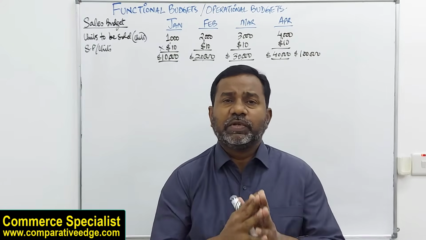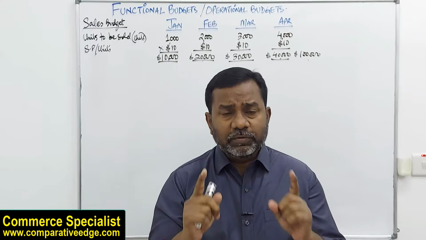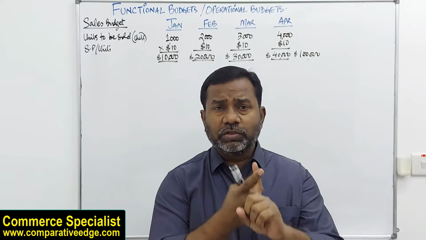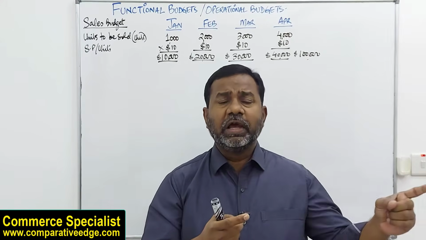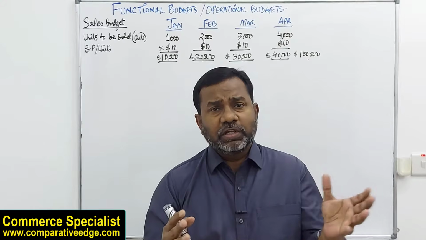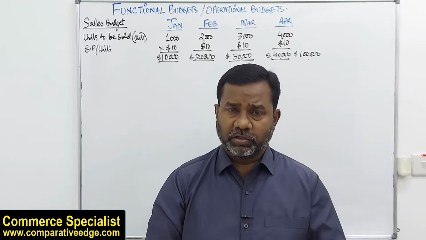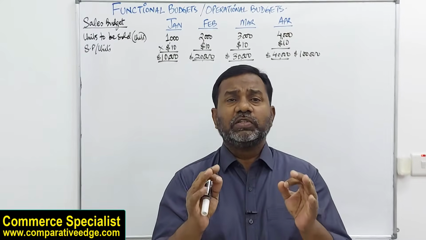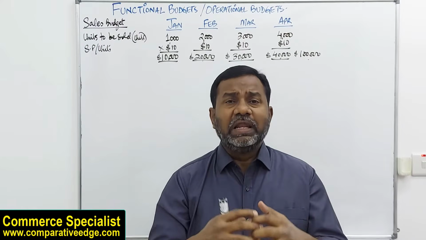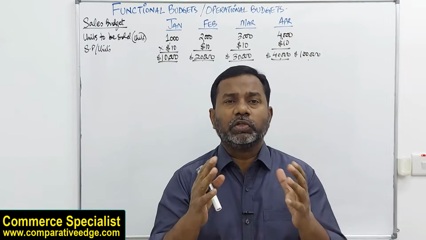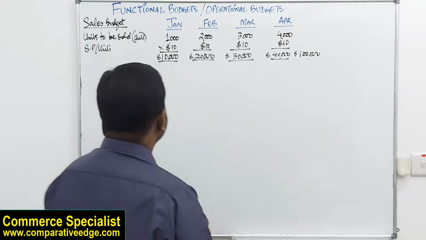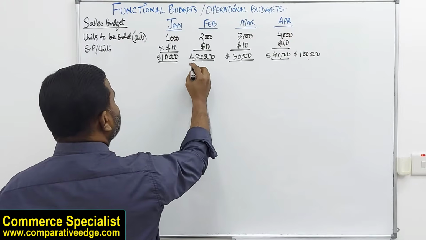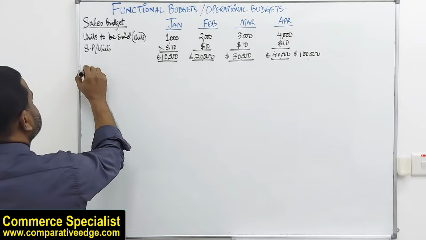So guys, the sales budget is prepared. To prepare a sales budget, you need 2 pieces of information: the number of units you're going to sell in the future months and at what price. If the price is changing in the future months, you make the necessary adjustment. As soon as the sales budget is prepared, the next step is to prepare the production budget. So now I'm going to prepare the production budget.